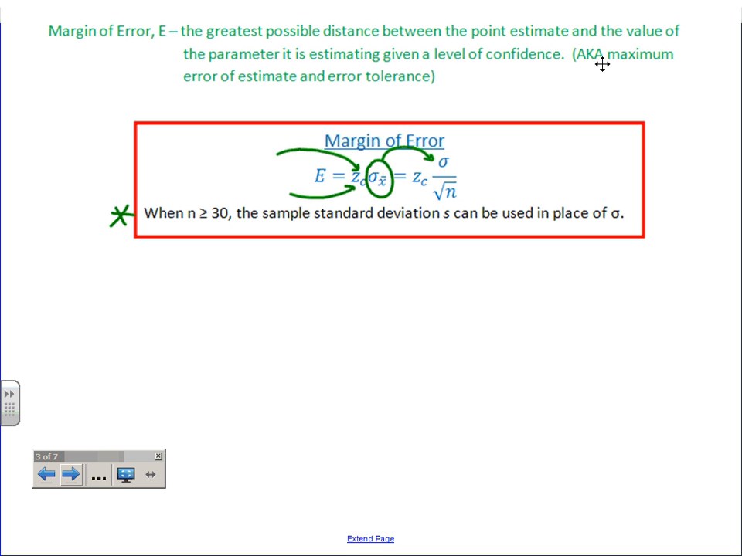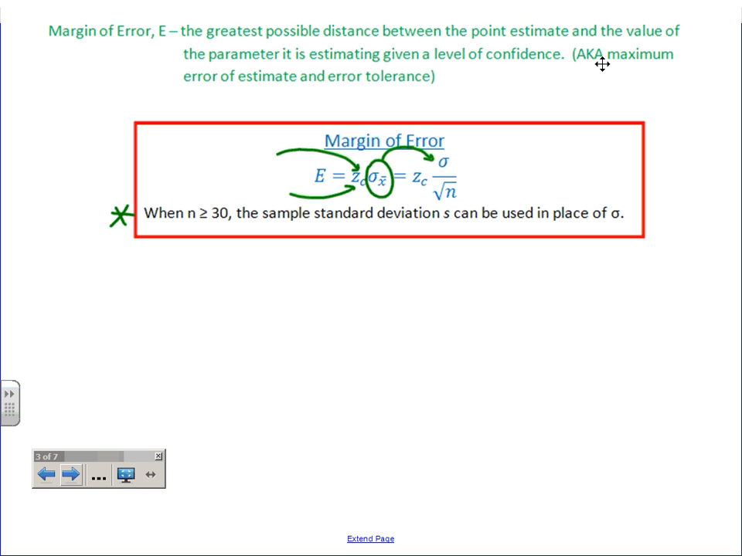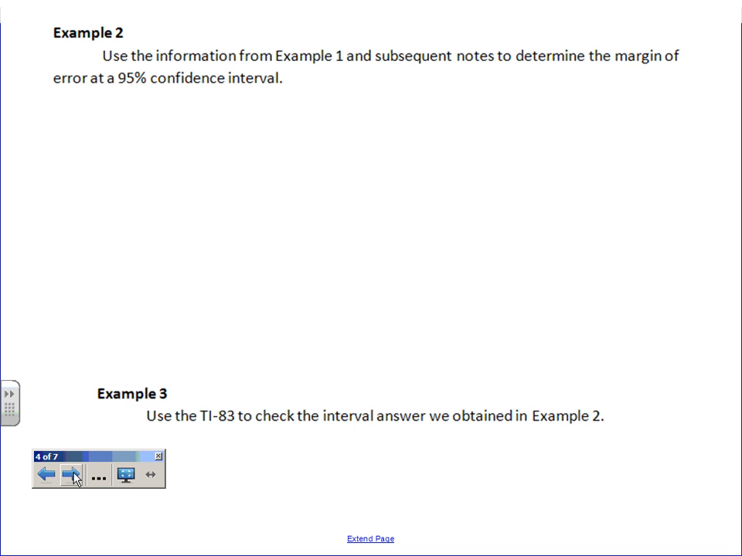Okay? Is there anything down here? Oh, yeah, just the stuff I pulled down. Okay. Well, let's work with this thing here. Use the information from example 1 and subsequent notes to determine the margin of error at a 95% confidence interval for example 1. All right. For example 1, so our error, E, equals. So if we want 95% confidence interval, what is my z-score?